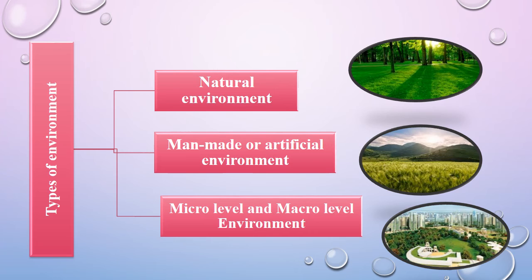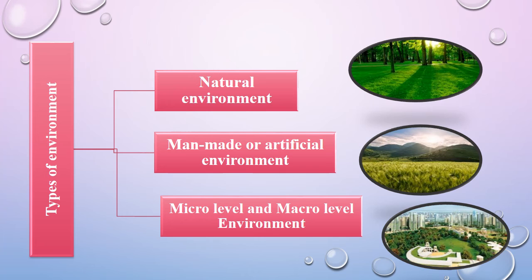Environment has broadly three types. Number one is natural environment. Natural environment is a self-regulatory mechanism in which any change in environment is brought about by natural processes and balanced by changes in other components of environment. For example, forests, rivers, oceans, lakes, etc.